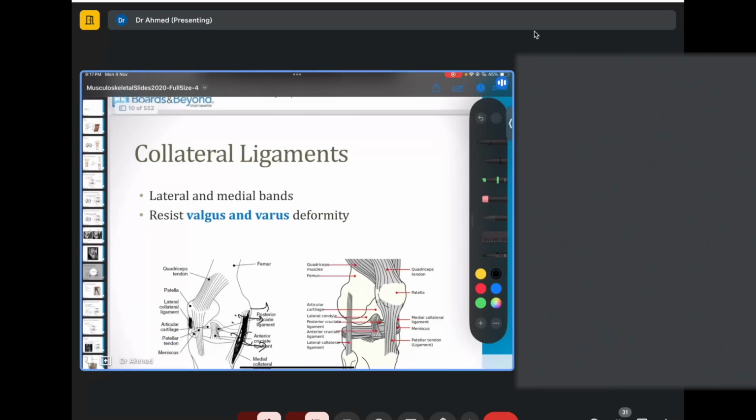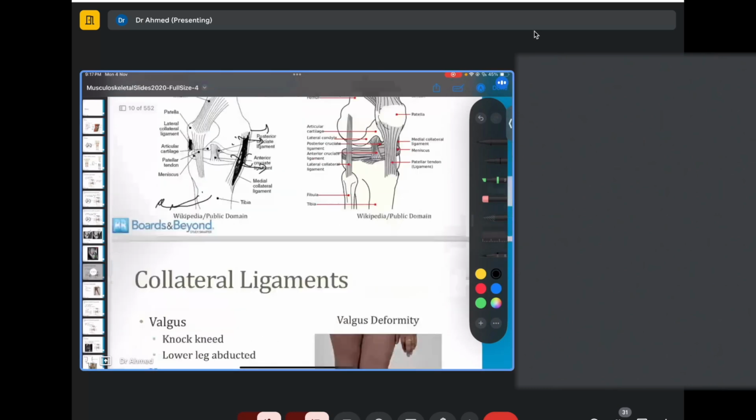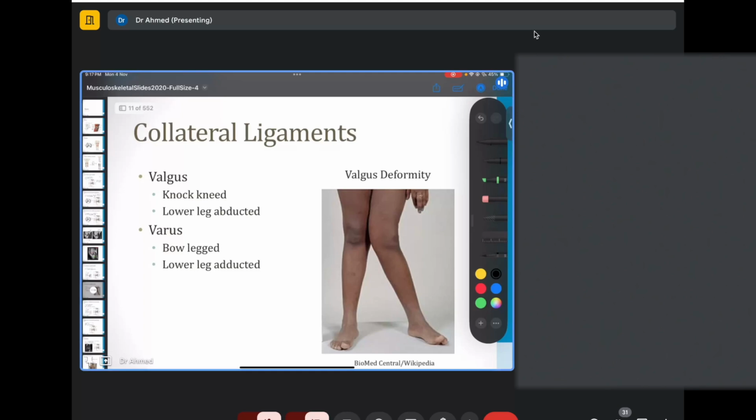Okay, so basically it resists the valgus and varus deformities. What's valgus and what's varus deformity? Here you can see it's valgus. You have an inverted V, right? It's common if you have damage to this ligament. So this bone is going to move like that and this like that, so you are going to see an inverted V. And this movement is basically known as valgus movement.